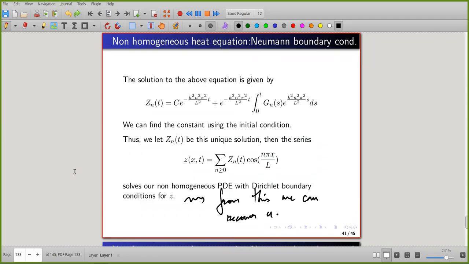Okay, so if there are no questions, in the last line, should it be Neumann condition? Oh yeah, I'm sorry. Thank you very much. This should be Neumann condition. Neumann boundary condition. Thank you very much.